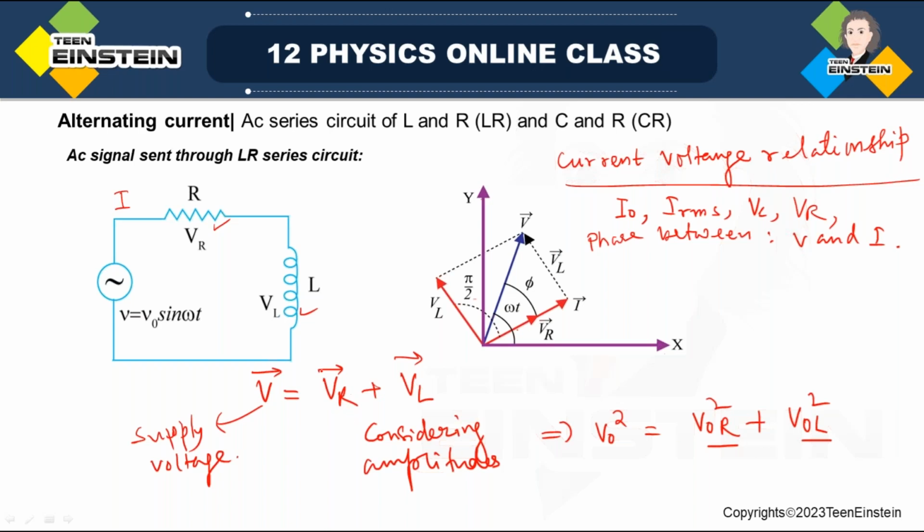These are nothing but the magnitudes of VR and VL respectively. So V0R is actually I0R, and V0L is actually I0 into XL. But what is this XL? XL is the inductive reactance. We have already learned that XL is omega into L, which has the dimension of resistance offered by the inductor coil. It actually opposes the flow of current through itself.